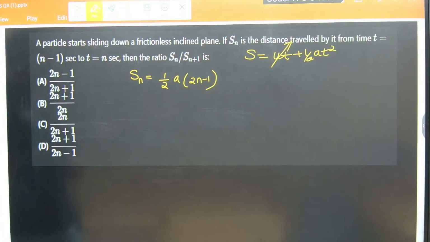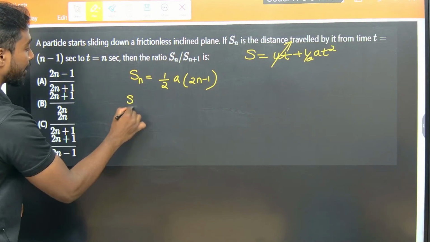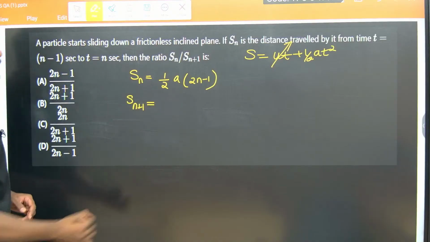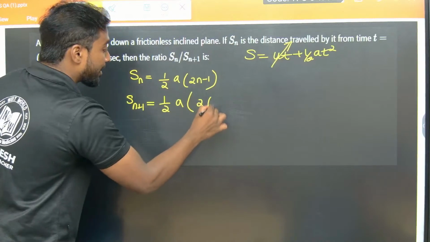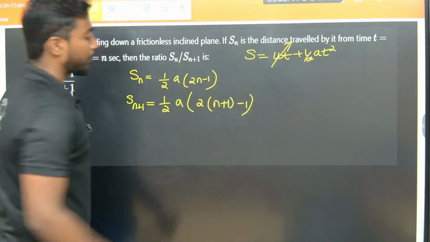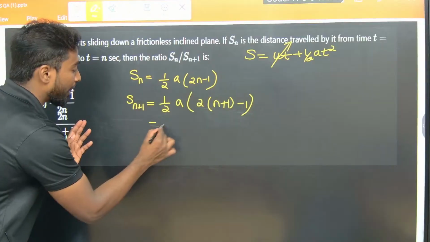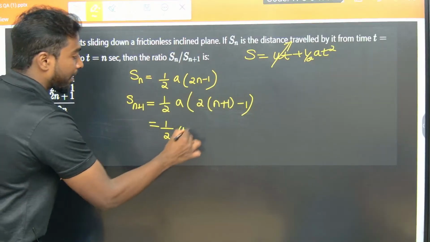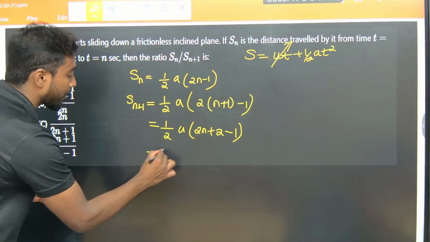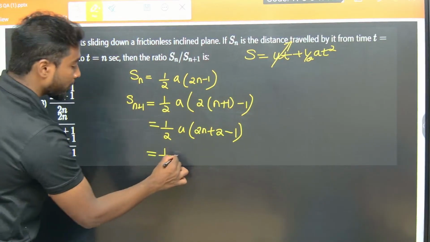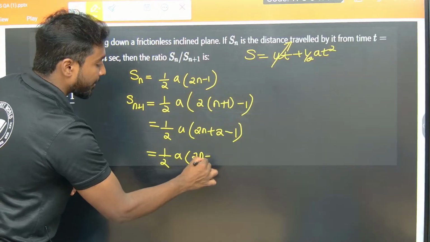What about Sn plus 1? Sn plus 1 is 1 by 2 into a into 2 into n plus 1 minus 1. Okay, n plus 1 minus 1. So if you expand this, half a into 2n plus 2 minus 1, which is nothing but 1 by 2 into a into 2n plus 1.